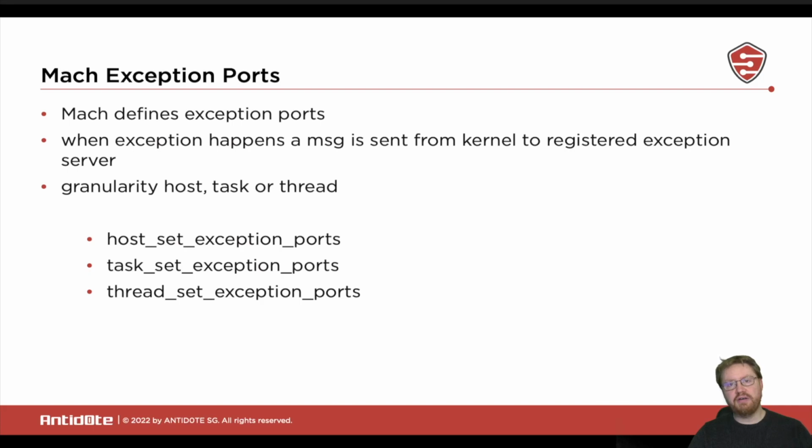There are different granularities in how you can use that. There's a host-wide exception handler, which you can set via host_set_exception_ports. There is a task-wide exception handler, which you can set with task_set_exception_ports. And then there's also a thread-wide exception handler that you set via thread_set_exception_ports. In the case of the ReportCrash daemon, everything is done via the host exception ports, which are eventually stored in the realhost variable of the kernel.